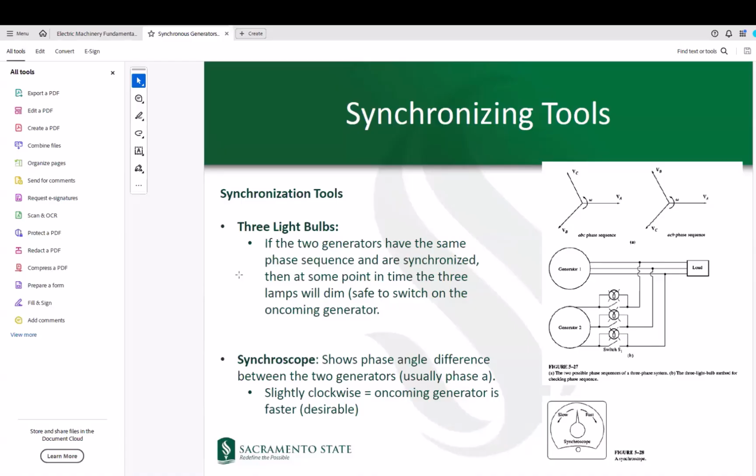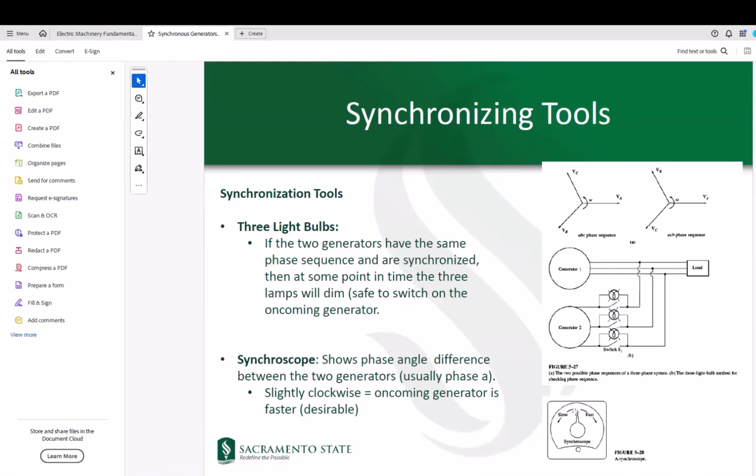There is another tool that can help us with the synchronization, and that's called the synchronoscope. The synchronoscope usually shows the angle difference between the 2 generators in the same phase, usually phase A. So when there is no phase shift between the 2 generators, we would be at this point, 0 phase shift. When we are slightly to the right, towards the clockwise side, it means that it's safe to close the switch. So usually that's an indication of being able to close the switch at that time.